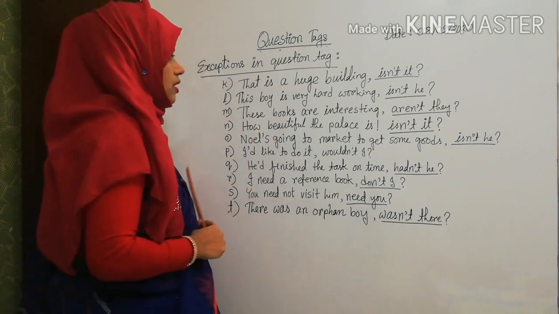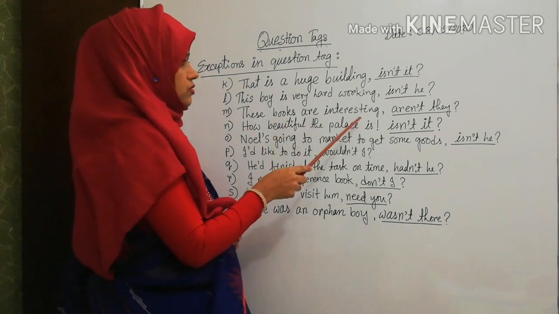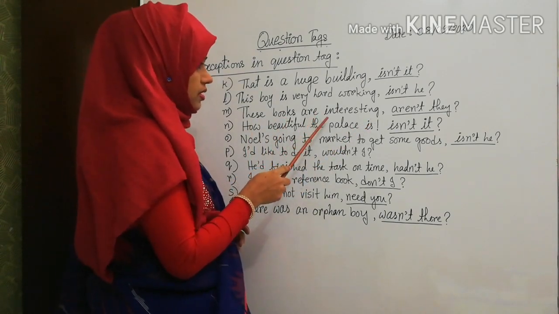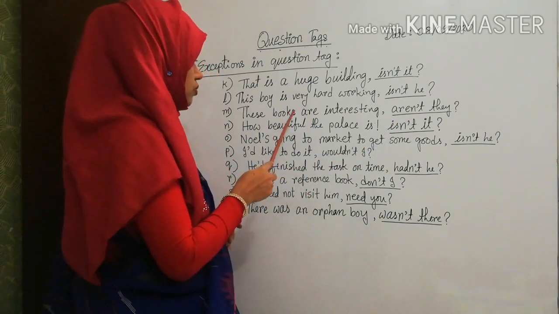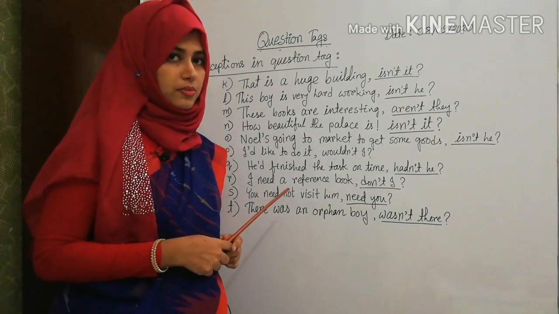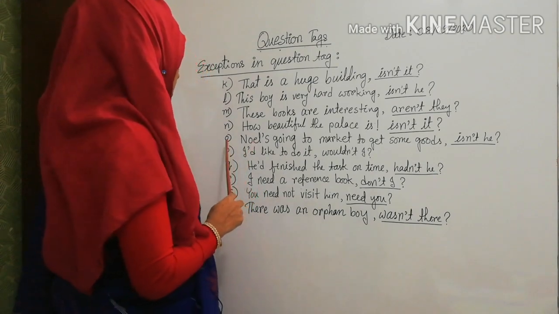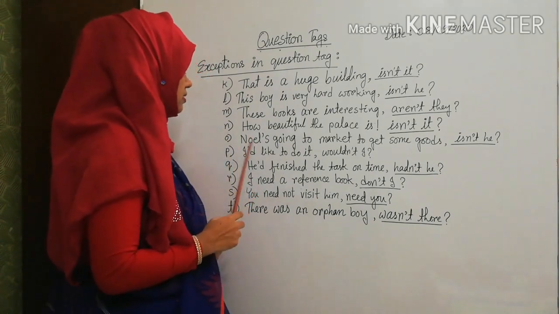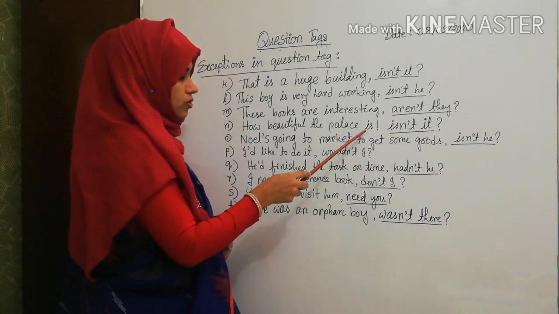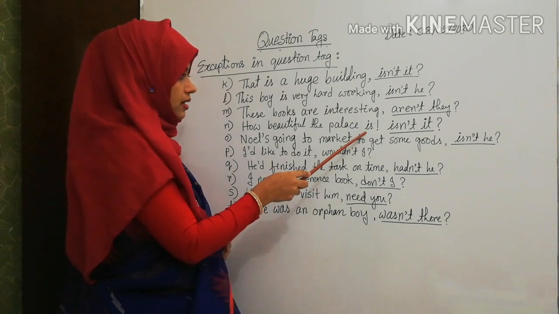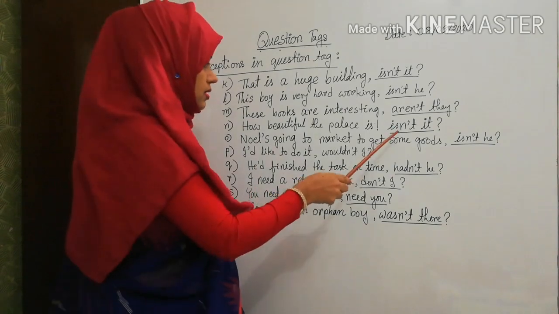Then: these books are interesting, aren't they? These books are interesting, aren't. Obviously, it is an affirmative sentence. The auxiliary given is are, so aren't. These books suggest a plural subject. That is why the pronoun is they. Okay. Next one is an exclamatory sentence: how beautiful the palace is, isn't it? So, we have to take the auxiliary and the subject that is given in the sentence, isn't it?